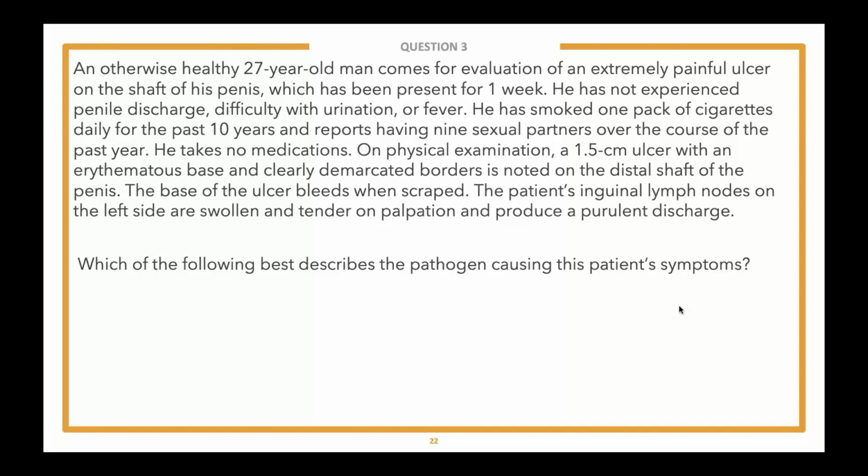Which of the following best describes the pathogen causing this patient's symptoms? So we'll give all of you a second here to think about the relevant clues as I hand it off to Paris.